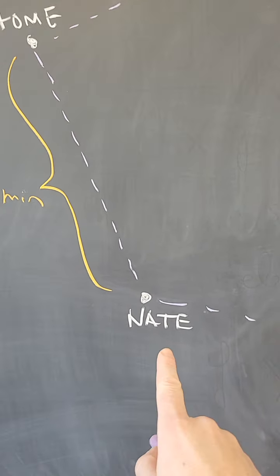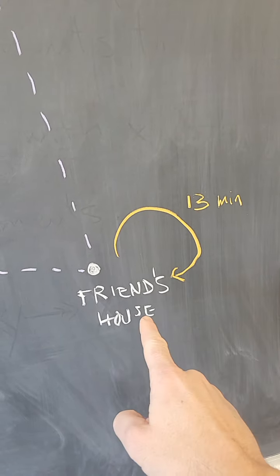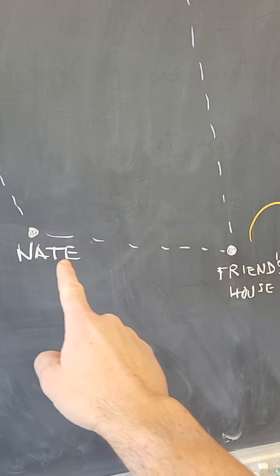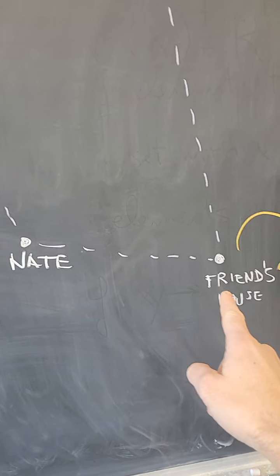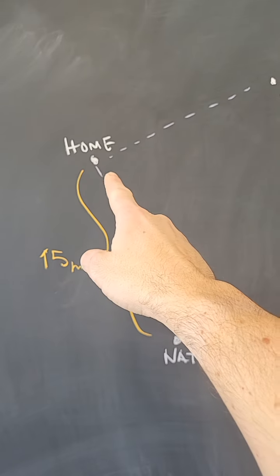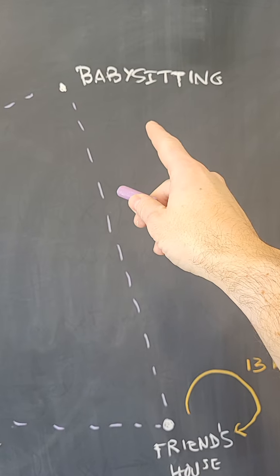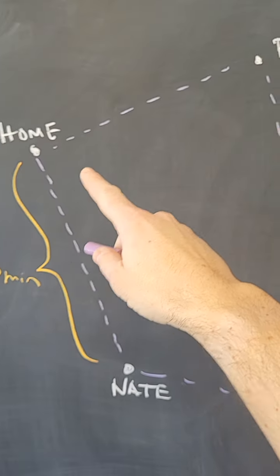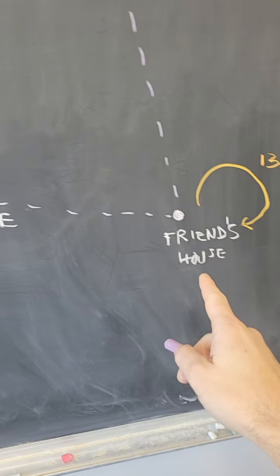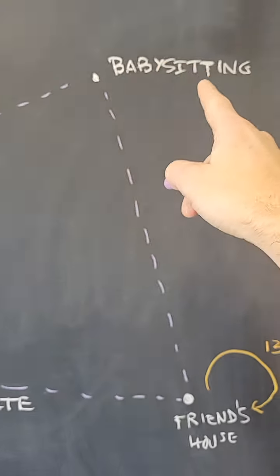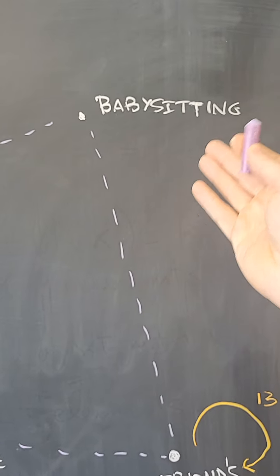That's not quite clear, but Nate went to a friend's house, and we know he spends 13 minutes at the friend's house. Now, we have no idea how far his friend's house is or how long it takes him to get there. We don't know how far the friend's house is from his house. We don't know where the babysitting location is or the distance from anywhere to that babysitting location. We don't know if Nate is supposed to go home before he goes babysitting. And we don't know what time the babysitting gig is.